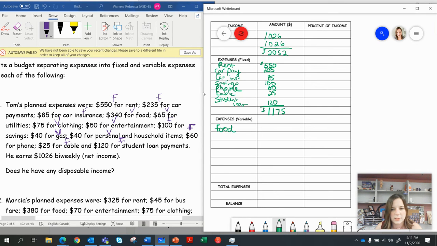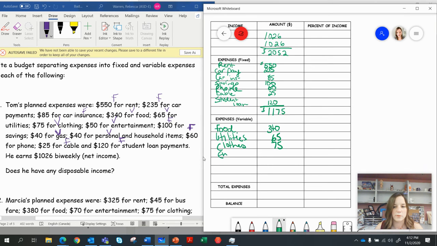food was a variable expense, and this particular month they spent $340 on food. The next one was utilities. That is a variable expense. It's one of the ones that people could argue, but I'm going to say it is a variable expense. It is $65. Clothes. They spent $75 that month on clothes.